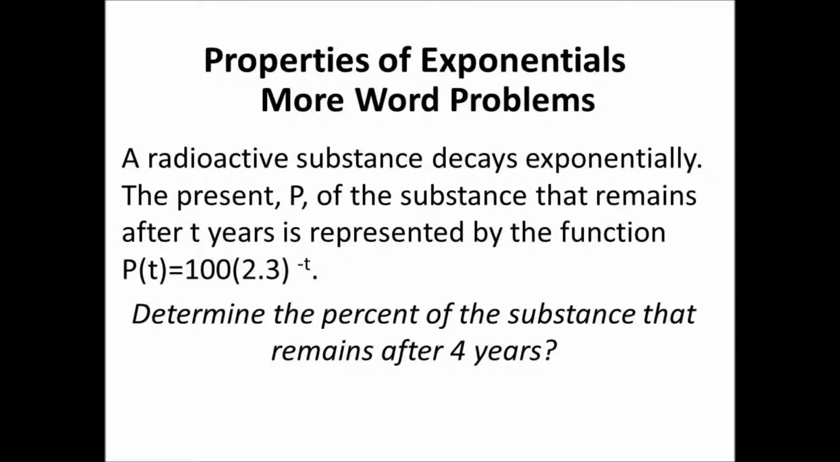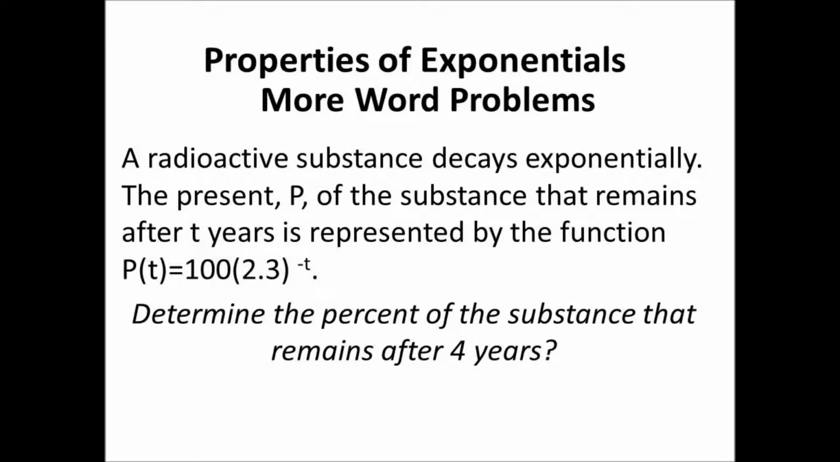Example 2. A radioactive substance decays exponentially. The percent P of the substance that remains after t years is represented by the function P of t equals 100 times 2.3 to the power of negative t. Now the question is asking us to determine the percent of the substance that remains after 4 years.